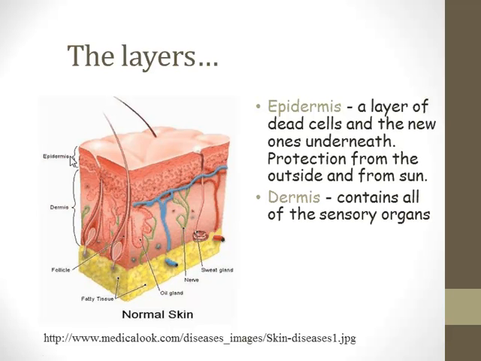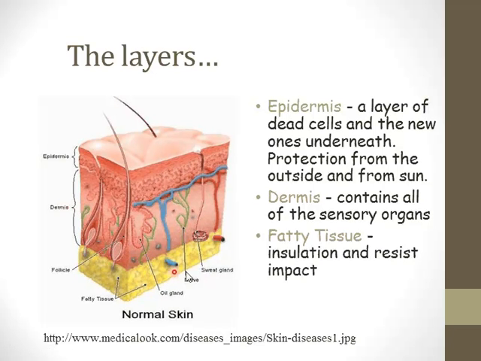Now the dermis is this sort of middle layer here, and this has all of the different sensory organs inside of it. When you touch things, that's happening through the dermis. And we've got this fatty tissue right here. So if you go ahead and push on your arm right now, push and feel it kind of bounce back, that's the insulation and the resistance from the impact that comes from your fatty tissue.